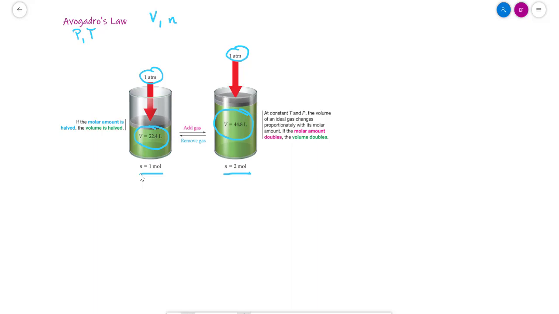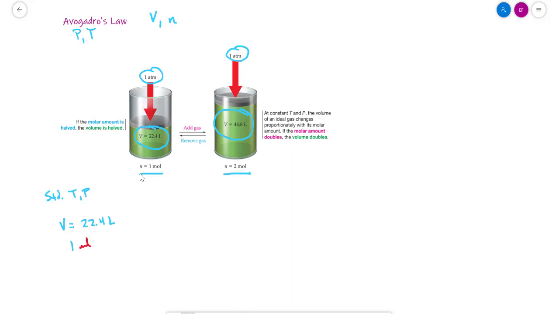This 22.4 is not a unique number. This is actually a number that is useful to us because it states that under standard temperature and pressure conditions, the volume of 1 mole of a gas is going to be 22.4 liters, and that's always going to be true. So that's for 1 mole of gas.